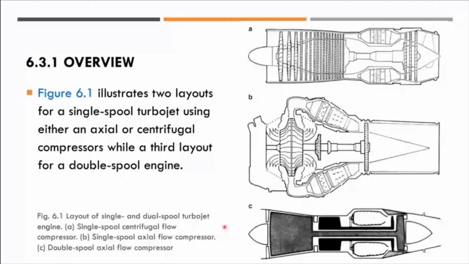All right. So the difference between A and C is basically the number of compressors. In this case, there is only one compressor, whereas in C, you have two sets of compressors, a low pressure compressor and a high pressure compressor, interconnected with the respective high pressure turbine and low pressure turbine.